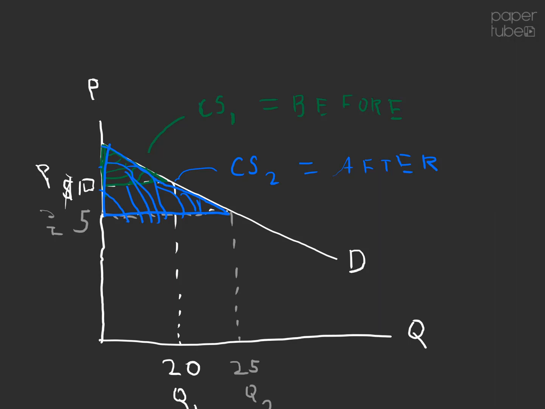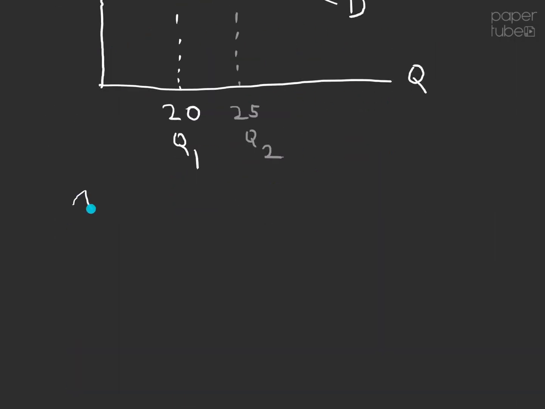And here's what I want to point out to you. I want to point out to you the difference between those two consumer surpluses. So we're going to calculate the change in consumer surplus, and it's just the consumer surplus after minus the consumer surplus before, the second one minus the first one. So it'll be the big triangle minus the small triangle. So that's going to be our change in consumer surplus.